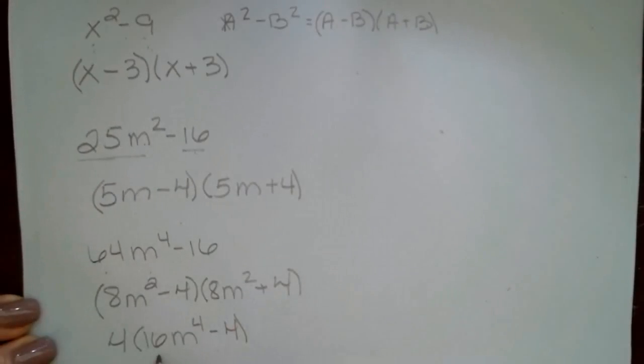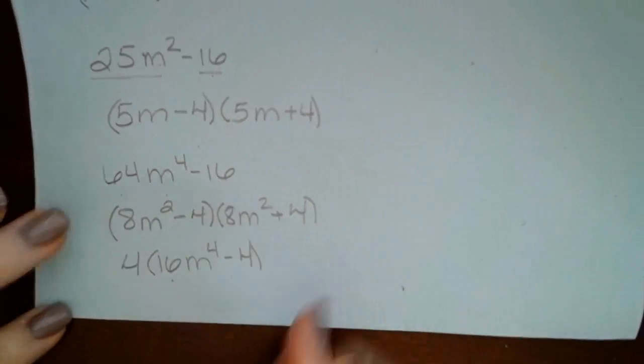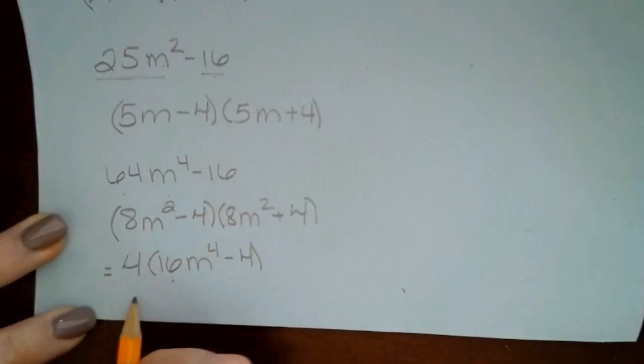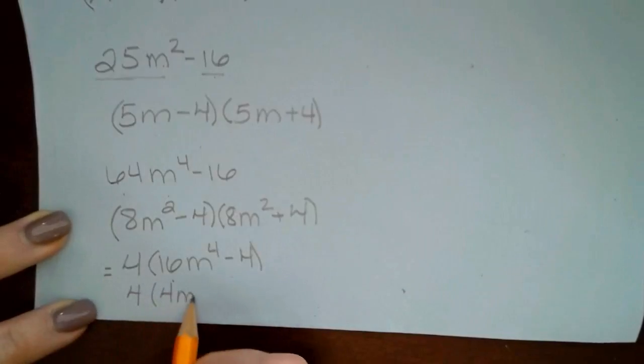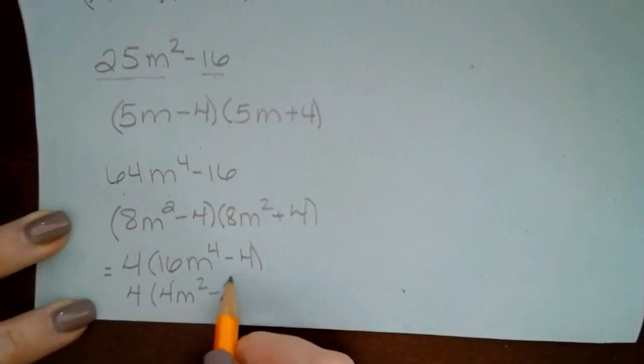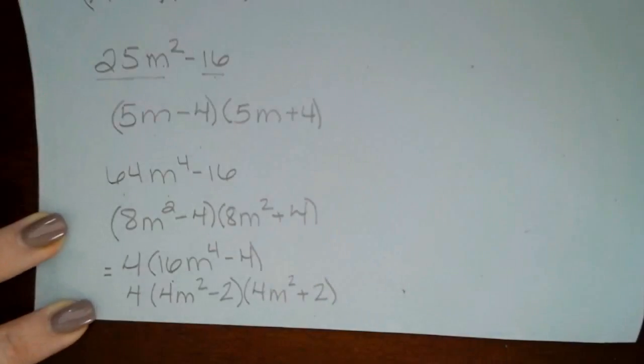We still have a perfect square minus a perfect square. So to completely factor this, we have 4 times the quantity 4m squared minus 2 times the quantity 4m squared plus 2. And you're done.